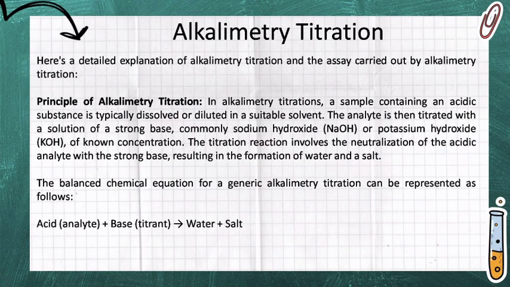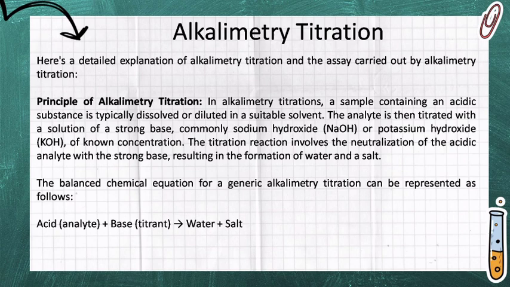Here's a detailed explanation of alkalimetry titration and the assay carried out by alkalimetry titration. Principle of alkalimetry titration. In alkalimetry titrations, a sample containing an acidic substance is typically dissolved or diluted in a suitable solvent. The analyte is then titrated with a solution of a strong base, commonly sodium hydroxide, NaOH, or potassium hydroxide, KOH, of known concentration. The titration reaction involves the neutralization of the acidic analyte with the strong base, resulting in the formation of water and a salt.